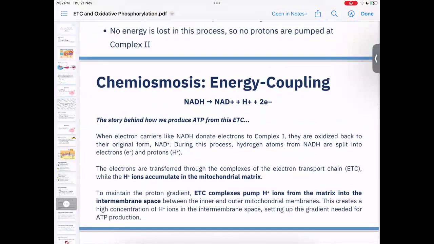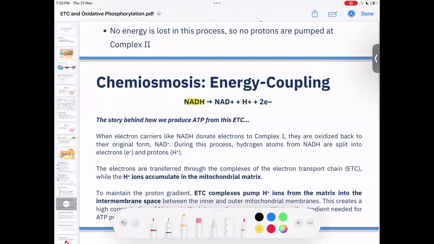So this is what the reaction looks like. When the NADH, which is our taxi, comes and drops off the electron, it doesn't directly just give off the electron. It also releases the hydrogen ion. So when the NADH loses its hydrogen, the hydrogen breaks into a proton and an electron. Where does the electron go?